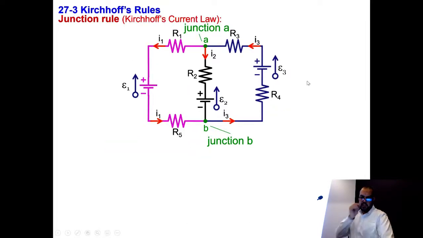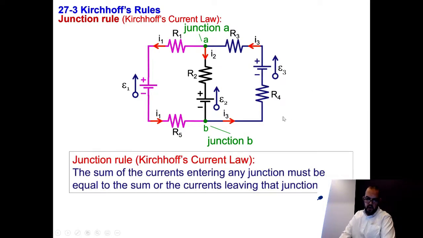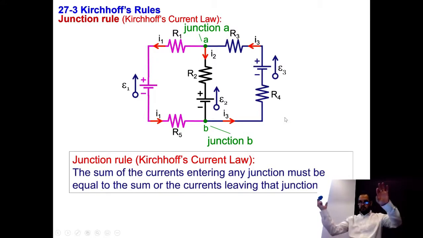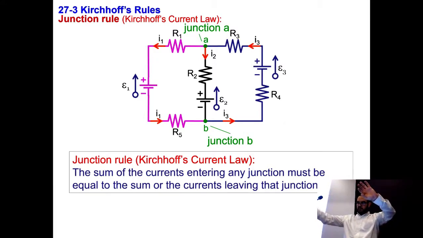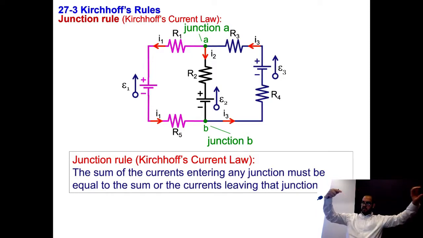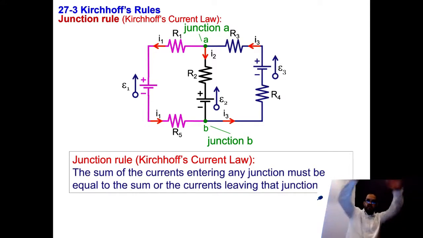Okay. Let's introduce the first Kirchhoff's law. It's called the junction rule, or in electrical engineering they call it Kirchhoff's current law. It says that due to conservation of charge, the sum of the currents entering any junction must be equal to the sum of the currents leaving the junction. It's like water. If you have hoses connected, the water going into the junction has to be equal to the water going out of the junction, because the water has nowhere to go.